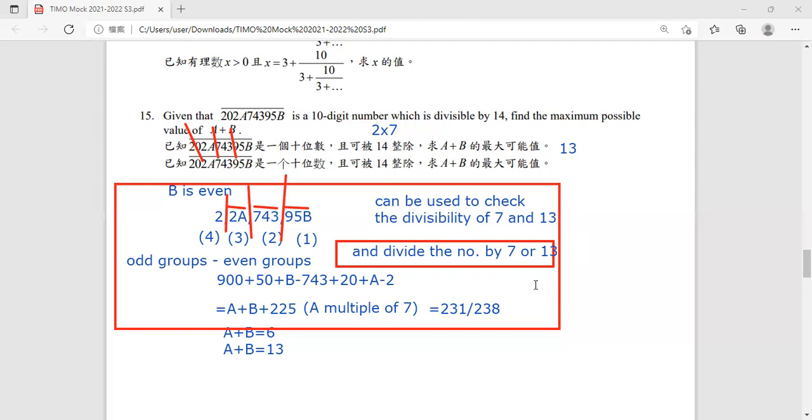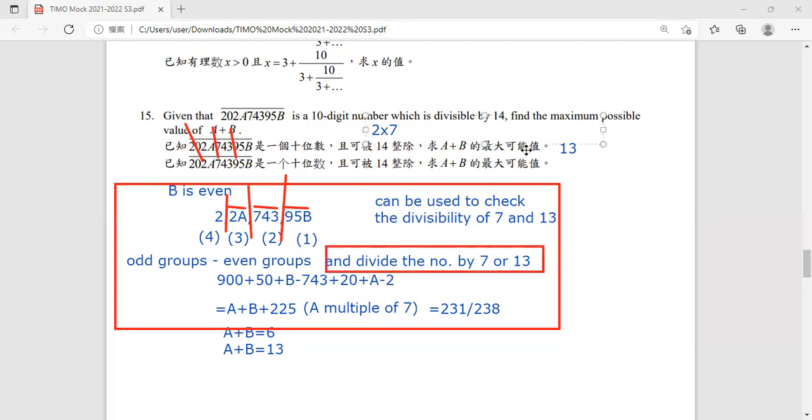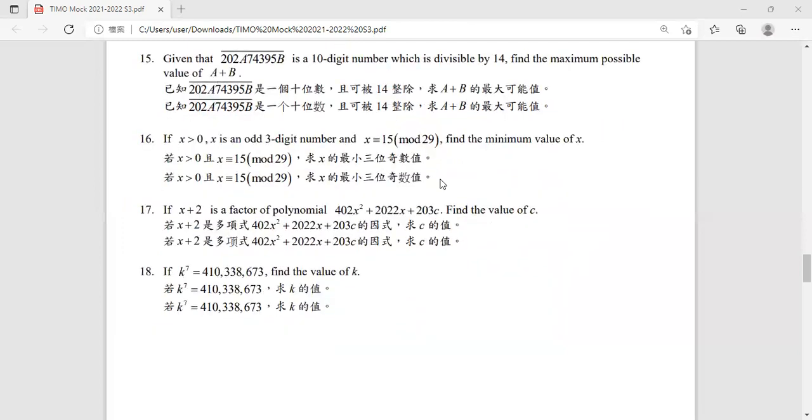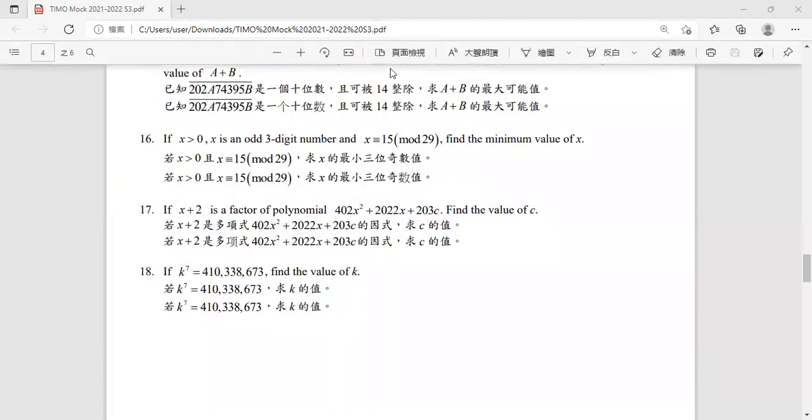Any questions? Okay, 16. Well, 16 is just some introduction to modulo.